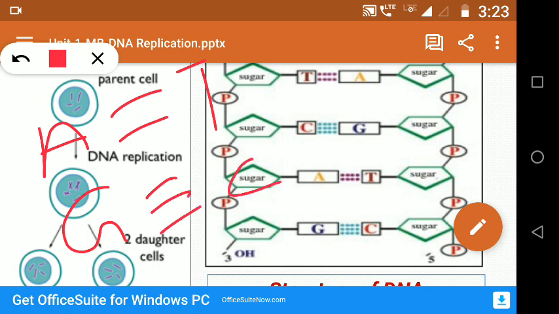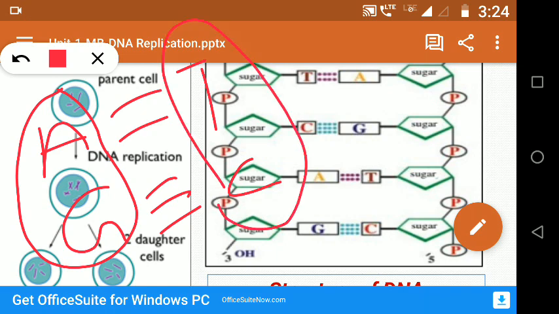Adenine base pairs with thymine by means of 2 hydrogen bonds, whereas guanine base pairs with cytosine by means of 3 hydrogen bonds. Adenine and guanine, these two are called purines, which are double ringed structures. So two rings will be there in the structure of adenine and guanine. But in case of thymine and cytosine, these are pyrimidines. They have only one ring structure. So the size of purines is more when compared with the pyrimidines. Therefore, a purine always base pairs with a pyrimidine.